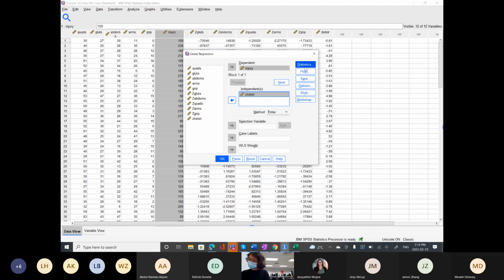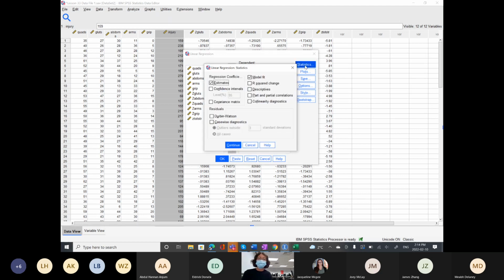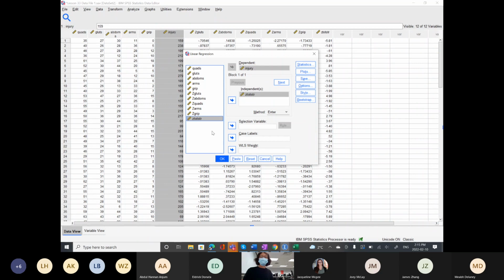And now quick statistics to see if we need them. So make sure Estimates is selected and Model fit, also Confidence intervals. Check Confidence intervals. Usually we use 95%. Okay. Continue. Continue. And then click the OK button.